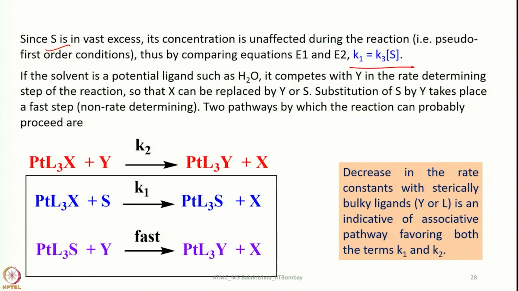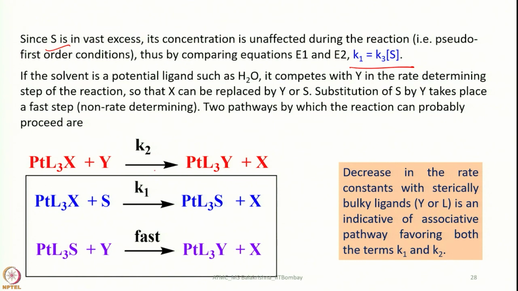If the solvent is a potential ligand such as water, it competes with Y, the entering group, in the rate determining step of the reaction, so that X can be replaced by Y or S to begin with. Yes, X is the leaving group. Substitution of S by Y takes place in a fast step, that is non-rate determining step. So, therefore, two pathways by which the reaction probably proceeds are represented in this one.